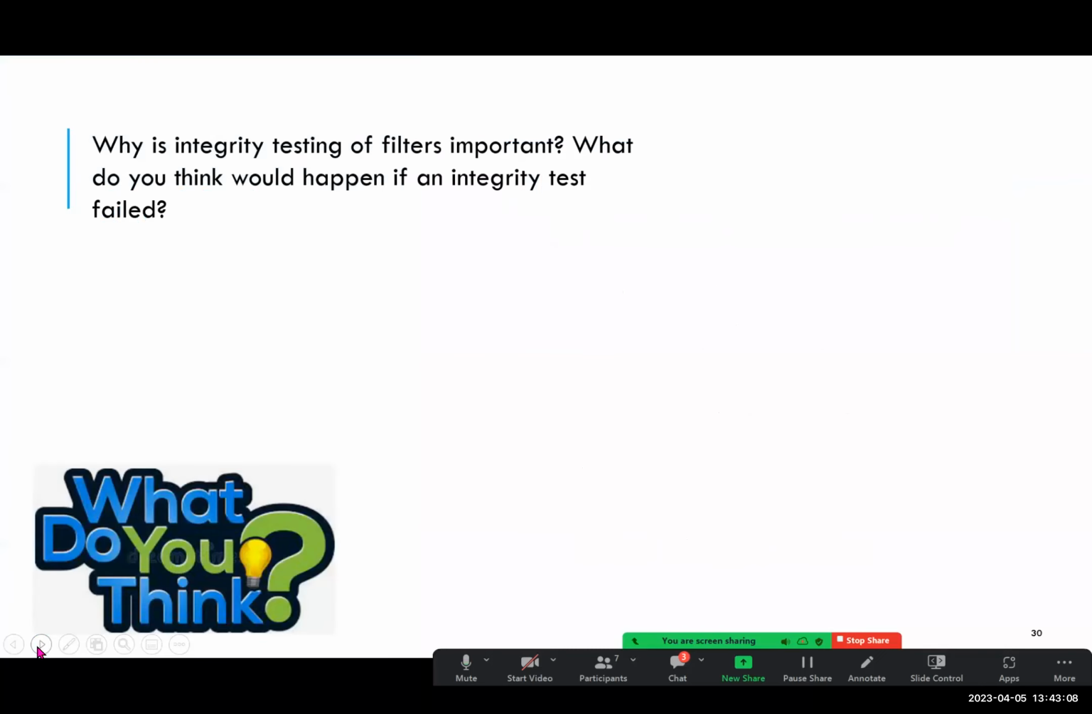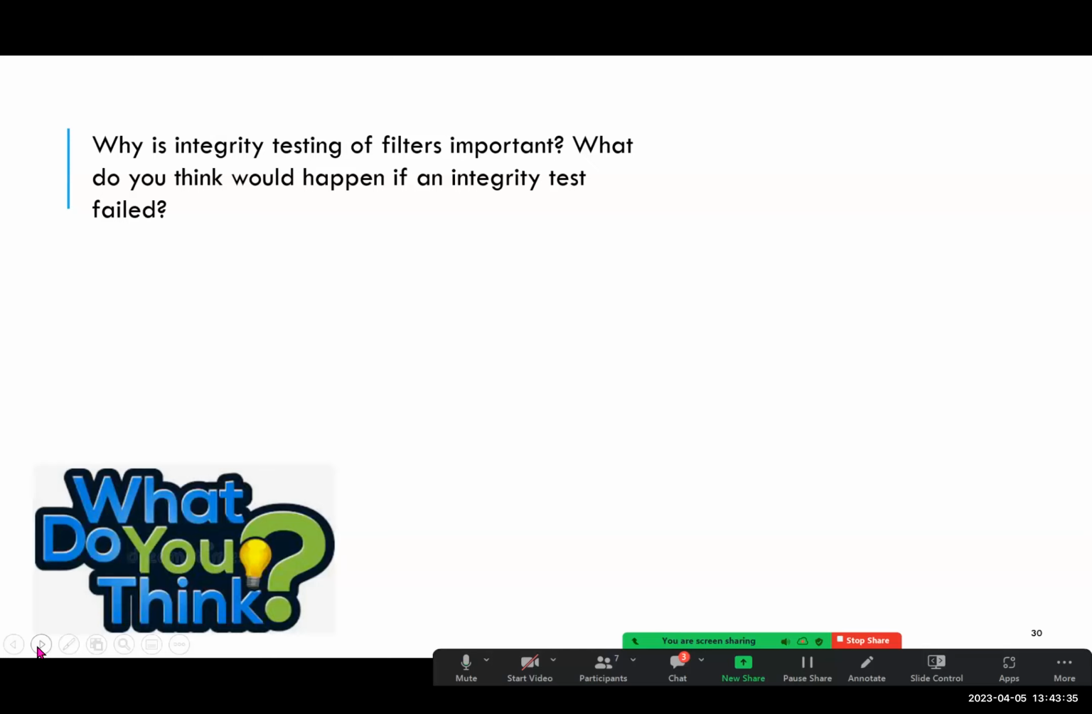So integrity testing of filters is important. Why do you guys think that it's important for us to make sure those filters are operating properly? You can unmute if you would like, or answer in the chat box if anybody has any ideas why it is important that we test these filters?